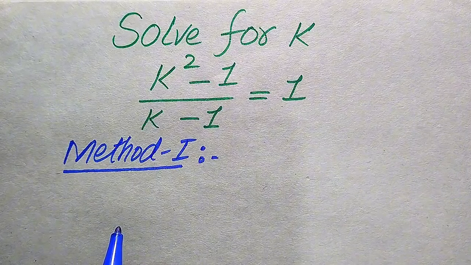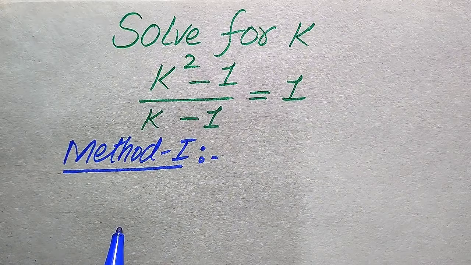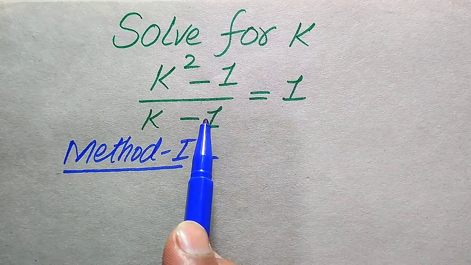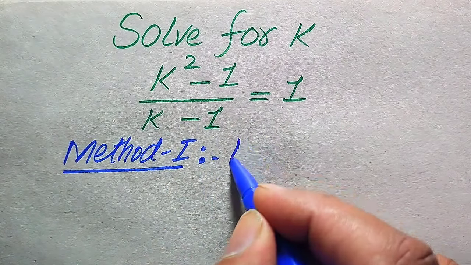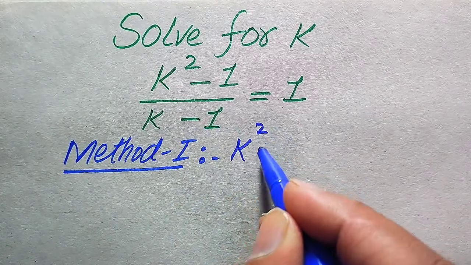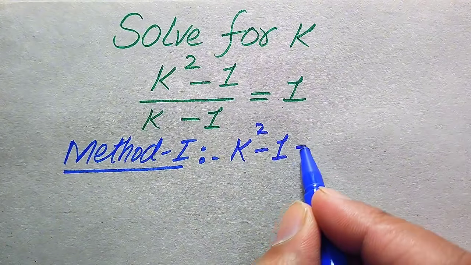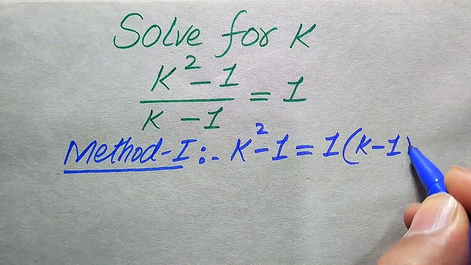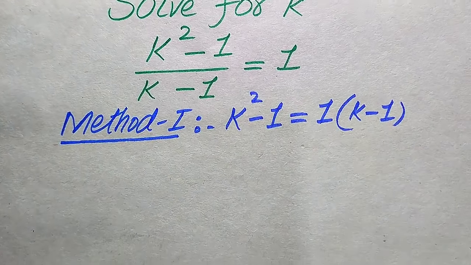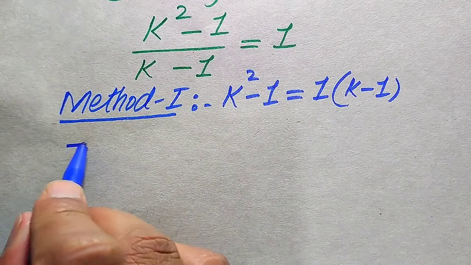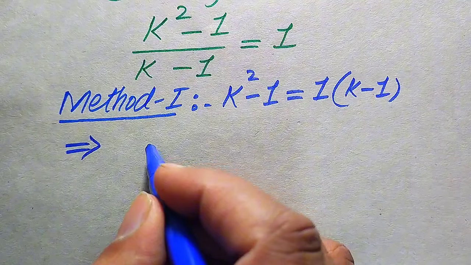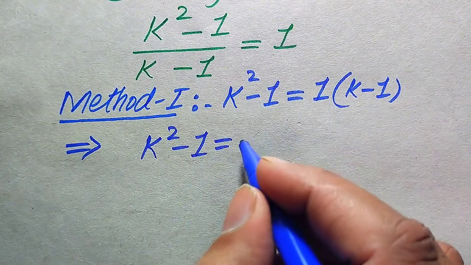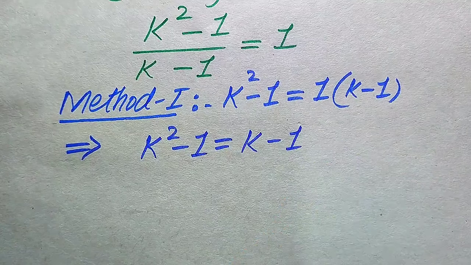Now we move towards the solution of this problem with the first method. Here, you see that k − 1 is dividing the left hand side, so we need to move it to the right hand side. When we move it, it is written as k² − 1 = 1 × (k − 1). Further, in the next step, we multiply 1 with both terms, and it is written as k² − 1 = k − 1.